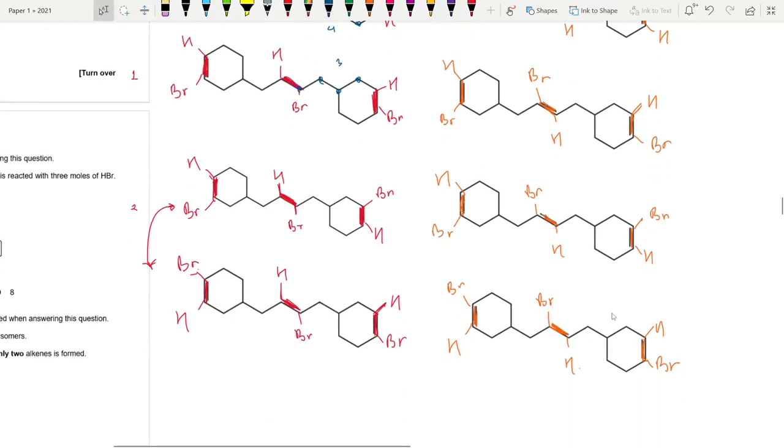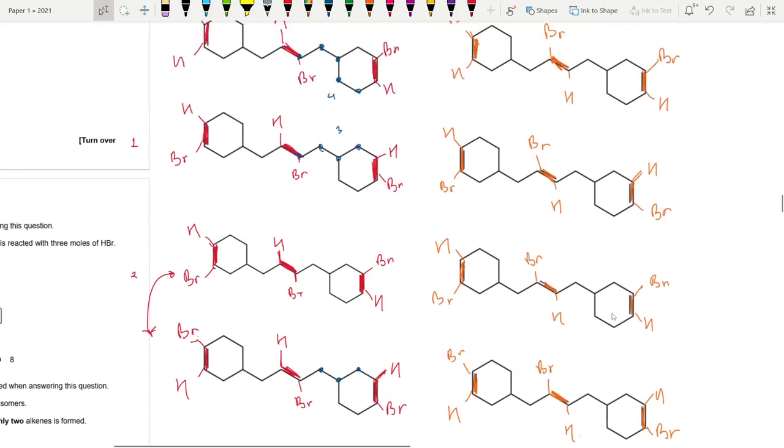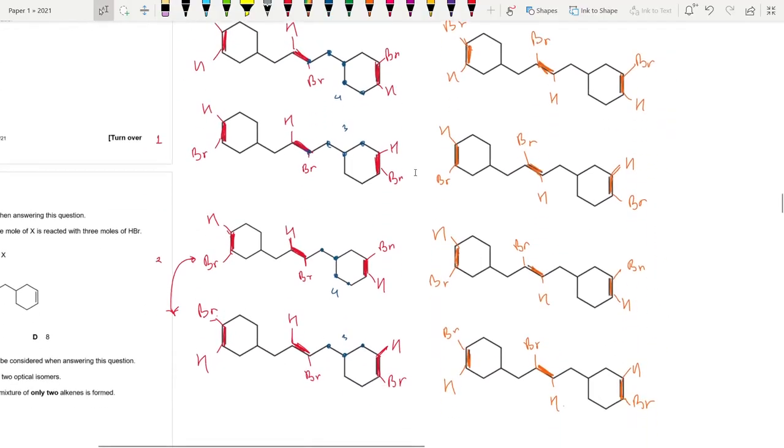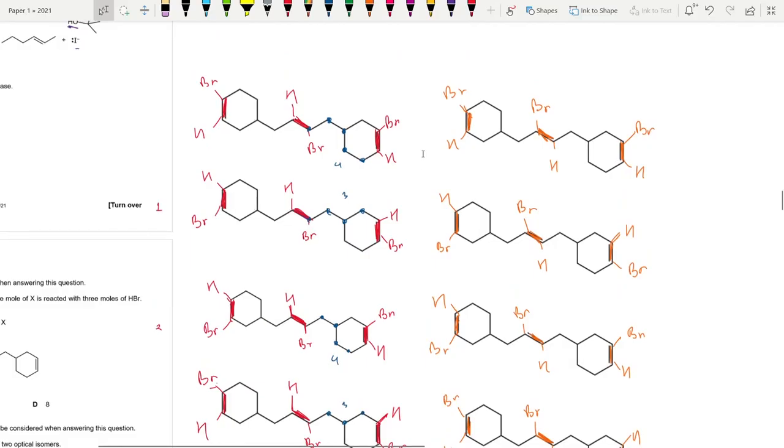Check this. You have 1, 2, 3. So there's 3 over here again. What about this one over here? We have 1, 2, 3, 4. Okay, we're seeing bromine to hydrogen. So as you can see, it's the same for the first compound.